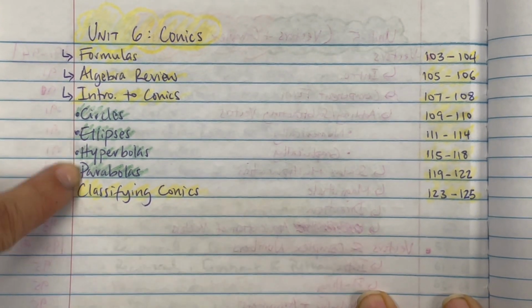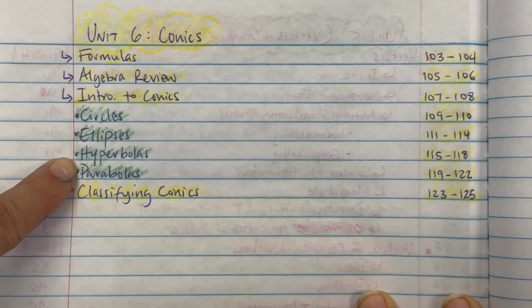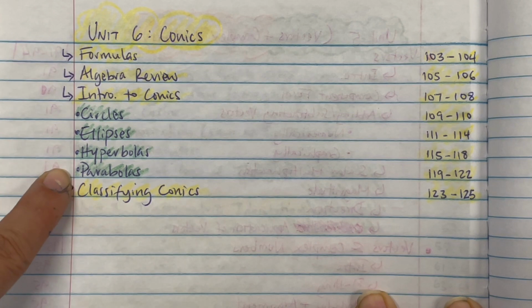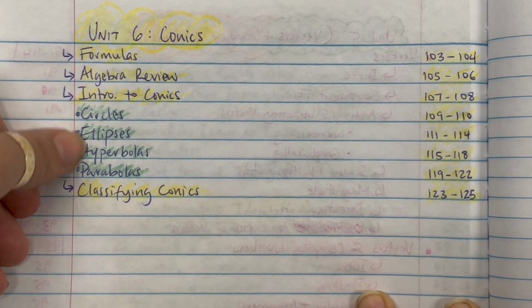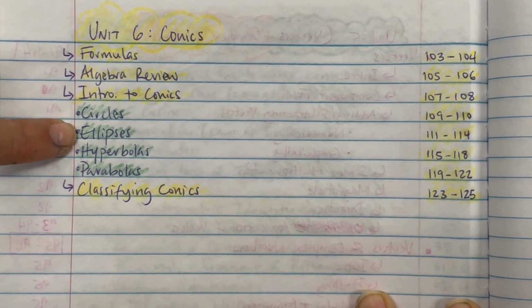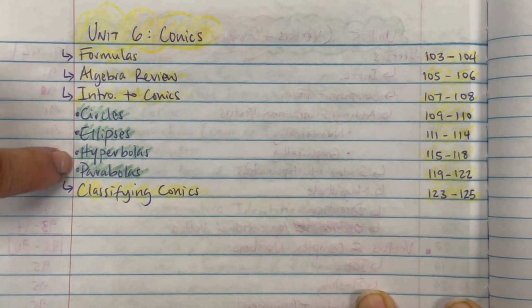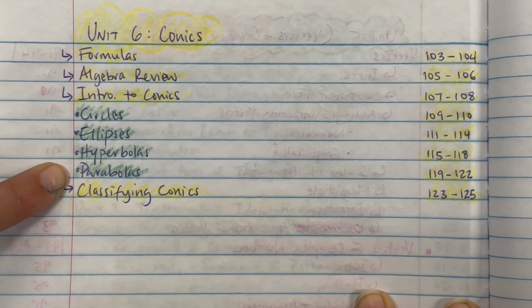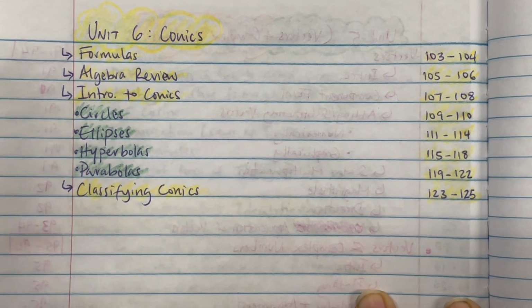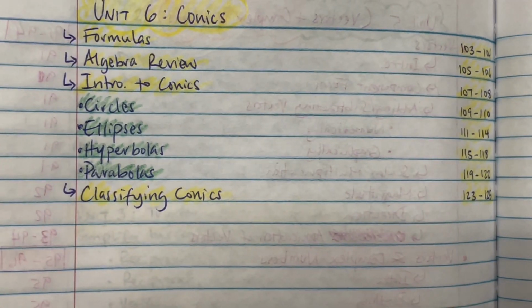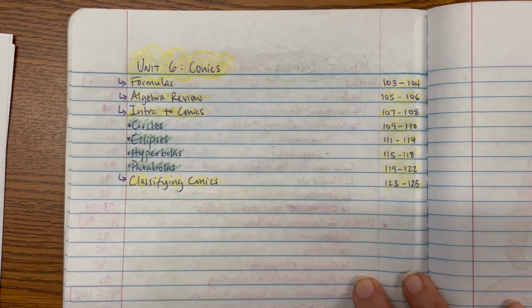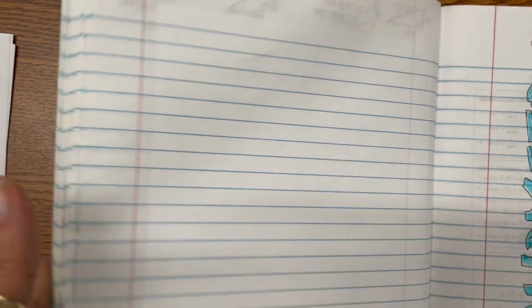There are 4 types of conics or shapes: circles, ellipses, hyperbolas, and parabolas. Everything is going to have 2 pages from ellipses on. So from ellipses, hyperbolas, and parabolas, and classifying conics will be 2 double sides. So I guess a total of 4 pages. But that's your table of contents.